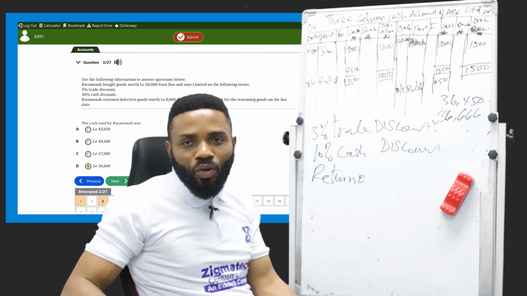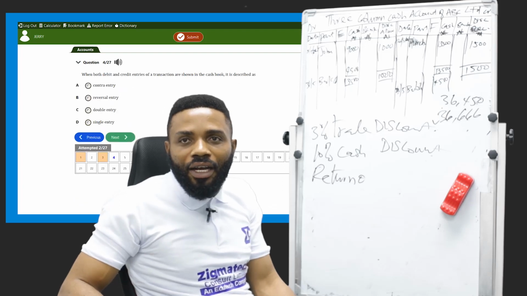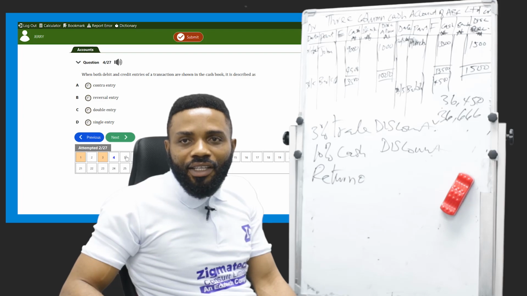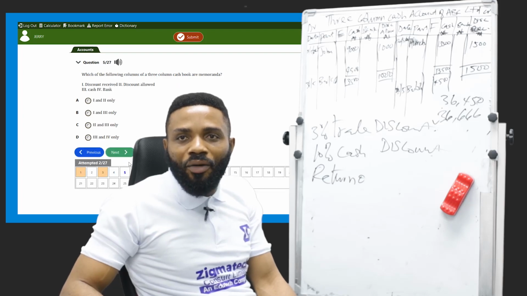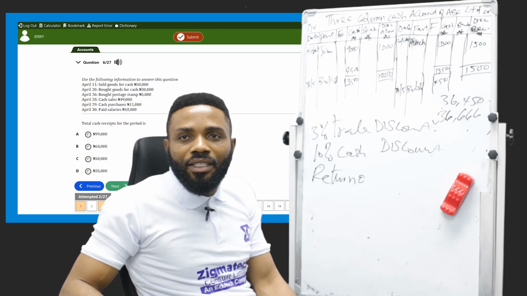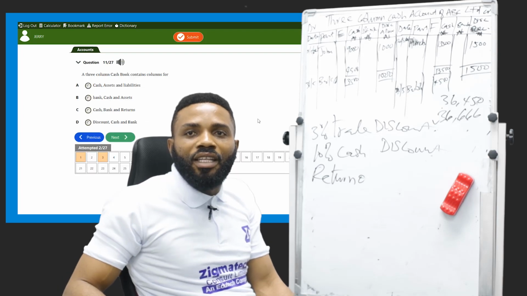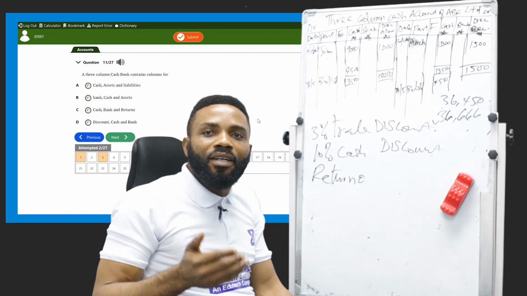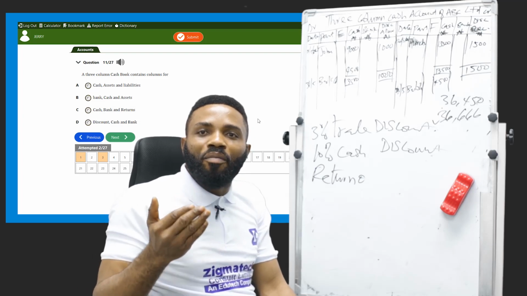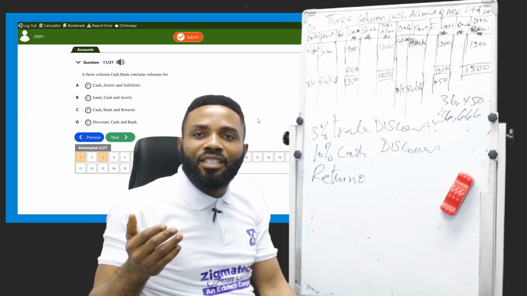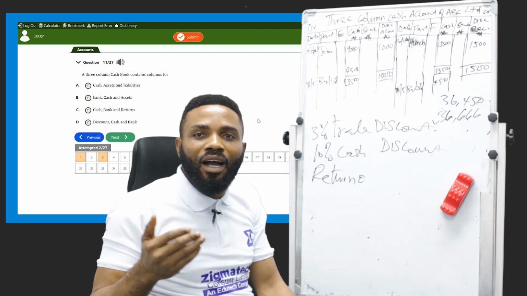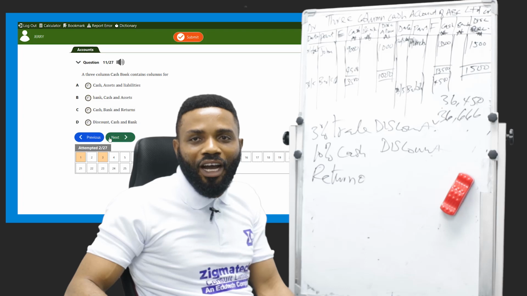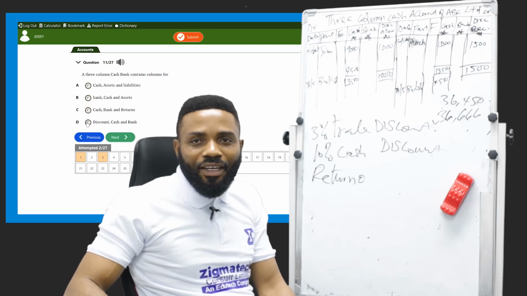That's that. Can we just look at the last one, and then we'll end the lesson. Let's look at another one, and then we end the lesson. They say a 3-column cash book contains columns for cash, bank, and discount. Cash and what? And bank. So this is the answer.